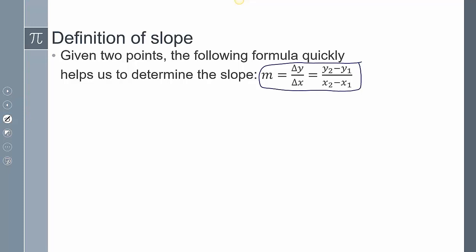Now to find the change in something, you subtract the two different values, and that's why it's the two different y values divided by the two different x values. And so that's going to be the change in y over the change in x.